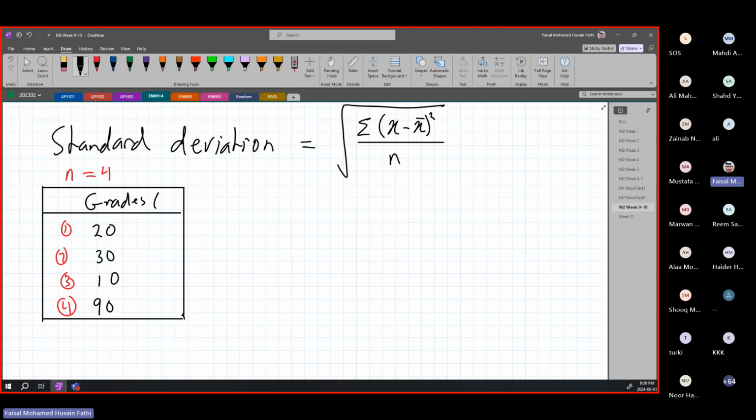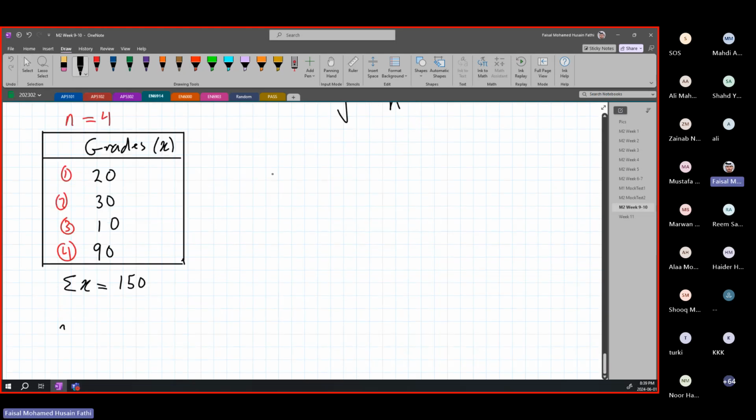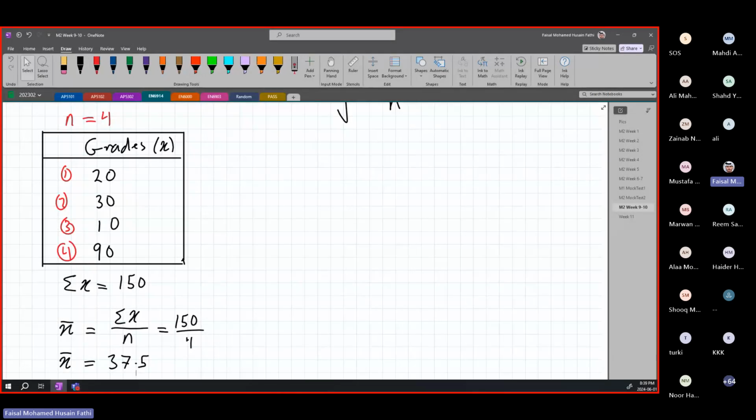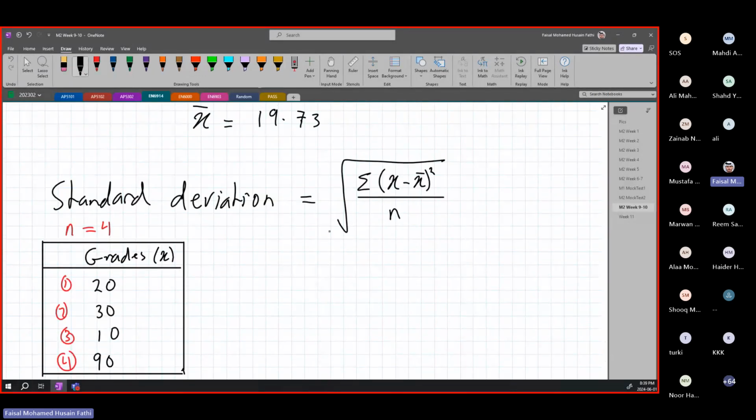How did we do that? We'll call these grades x. We found the sum of x, which is we just added them all up, which is 150. And then to find the mean, we just divided the sum of x by n, which is 150 divided by 4. So x bar, or the mean we got, was 150 divided by 4. So far I didn't do anything new. This is what we just did previously. I'm just reiterating.